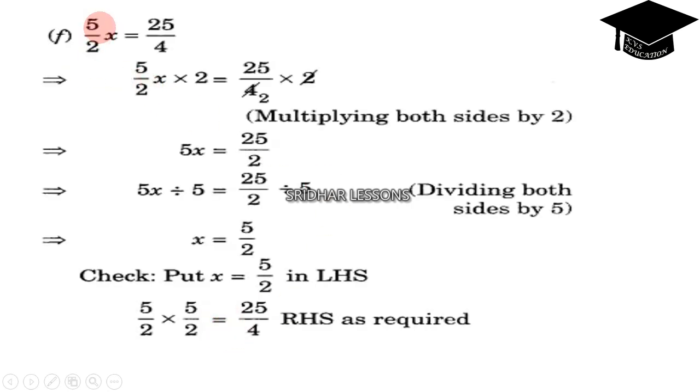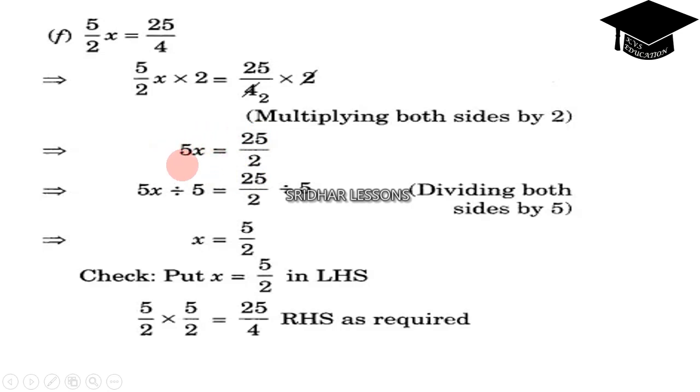Question F. 5x by 2 is equals to 25 by 4. That means here we have division. So we have to multiply both sides by 2. That means 5x by 2 into 2 is equals to 25 by 4 into 2. 2 and 2 cancel here. Here 2 cancels 4 in 2 times. So 5x is equals to 25 by 2.